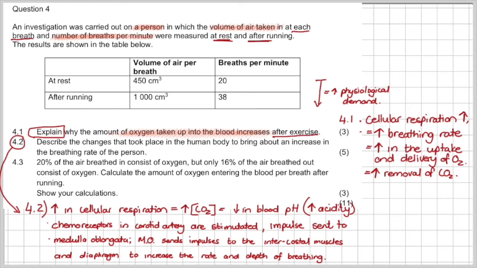So if we look at question 4.2, here we are describing the process, so the changes that took place in the body to bring about an increase in the breathing rate. Increase in cellular respiration increases CO2 concentration, decreases pH, increases acidity. Chemoreceptors pick up on the increase in acidity. Impulses are sent to the medulla oblongata, which is the control center of breathing. Medulla oblongata sends impulses to intercostal muscles and diaphragm to increase the rate and the depth of breathing. And this is how the control mechanism works.